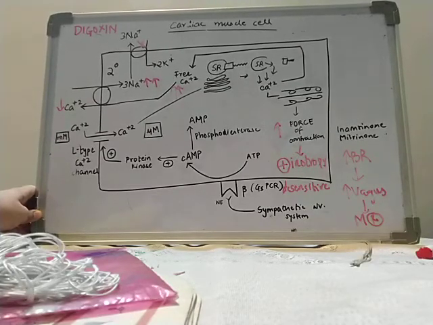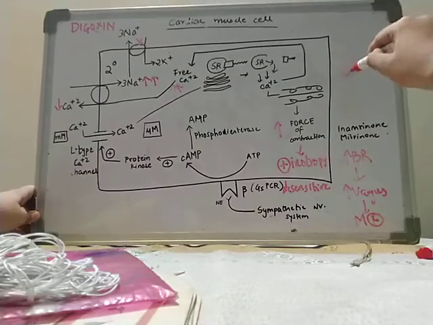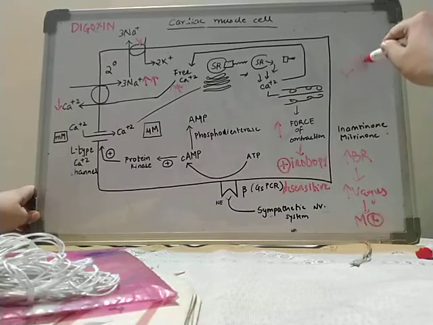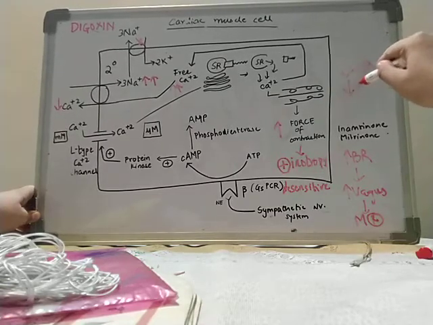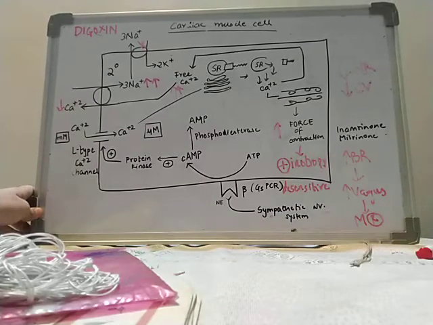Vagus is cardioinhibitory. The receptors for the vagus nerve are present on the nodes, not on the muscles. So on the SA node and AV node, and that way it will also reduce heart rate, and it also reduces conduction velocity. Thus the cardioinhibitory effect of digoxin is produced that way.